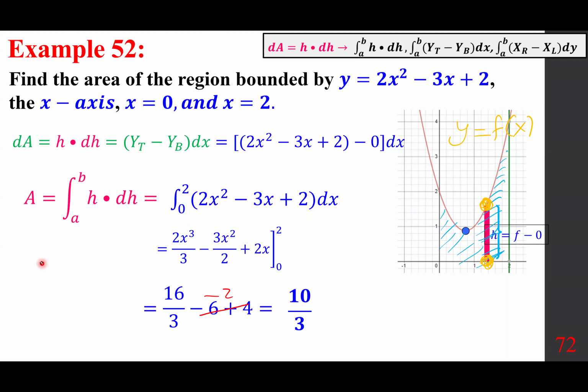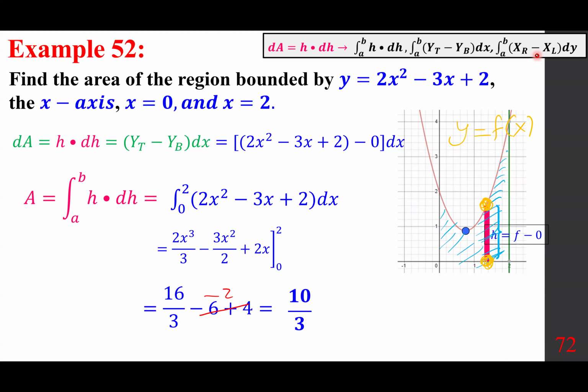A quick recap. First, you have to graph. Then you look at the region that you want. Because the function is completely at top, you go with y of the top minus y of the bottom, and dh becomes dx. If it's completely on the right, it's a different story. Sometimes we have to go with this, sometimes we have to go with that, sometimes both of them can be used.